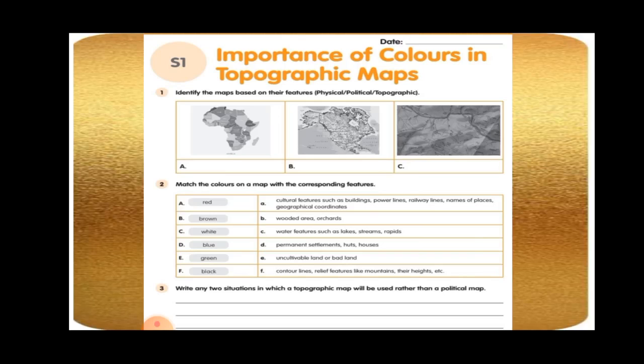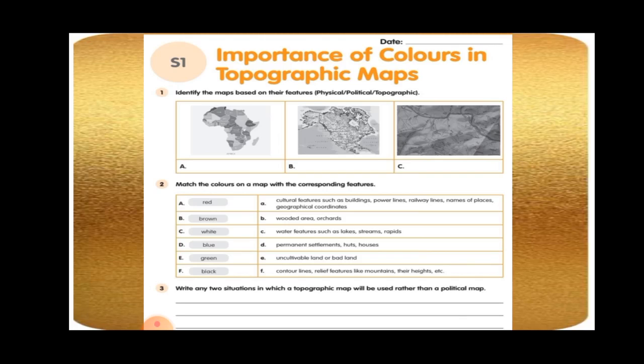Everyone take out your worksheets. Open page 20 of your worksheets. Let's start. The first question is identify the maps based on their features, physical or political or topographic. I hope you have written the correct answer. So match your answer. A is political, B is physical, and C is topographic map. Okay. Now question number 2.